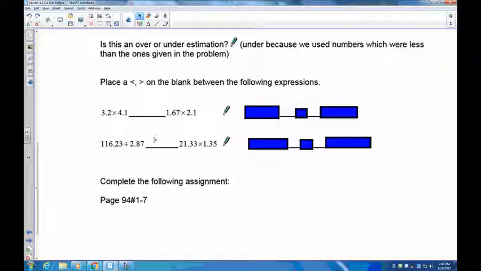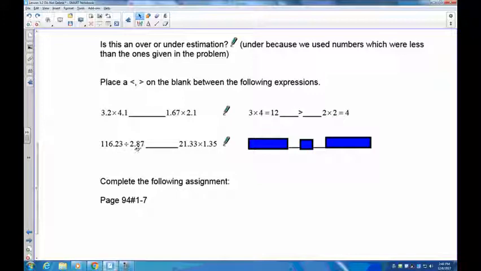All right, well, 3.2 times 4.1, I'm going to go 3 times 4, that's easy, that's 12. 1.6 times 2.1, I'm going to change that just to be 2 and 2, so that's around 4. So obviously, the 12 is greater than the 4.